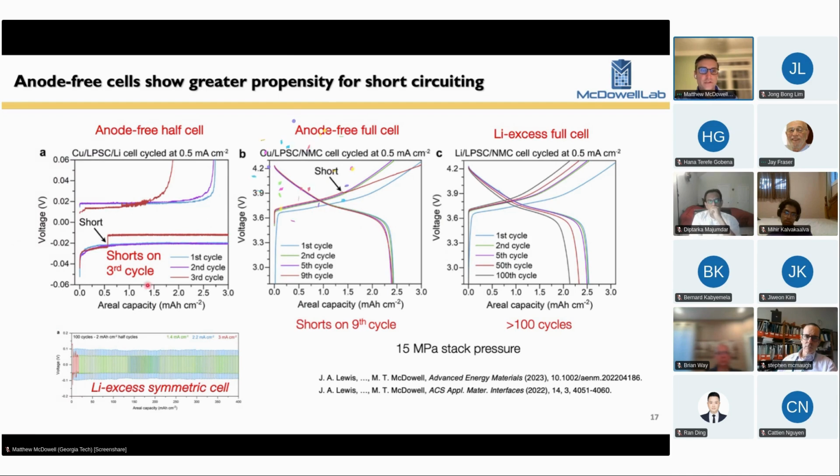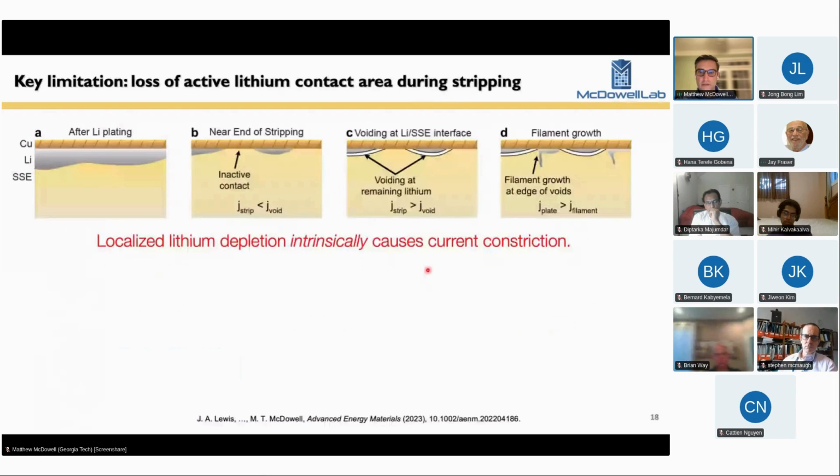When I say much faster, generally we see short circuiting in just 2 or 3 cycles in a half cell, compared to many hundreds of cycles that can be achieved without short circuiting in symmetric cells with excess lithium. So something is causing a difference in behavior and causing much faster short circuiting over many fewer cycles in the anode-free case. We were kind of puzzled about this, but we have a hypothesis and a theory that's supported by some modeling and some other experiments.